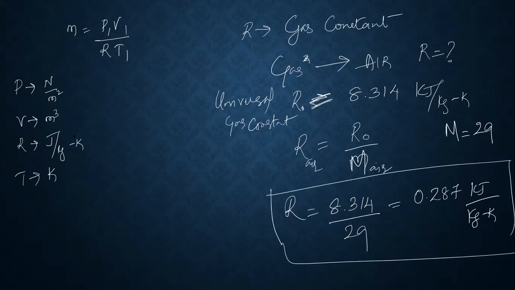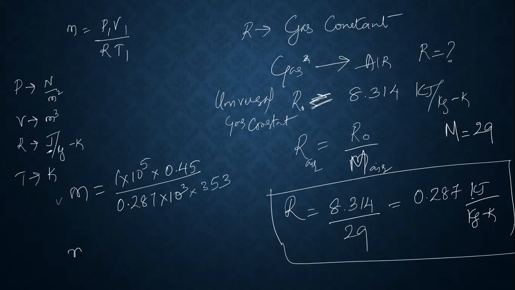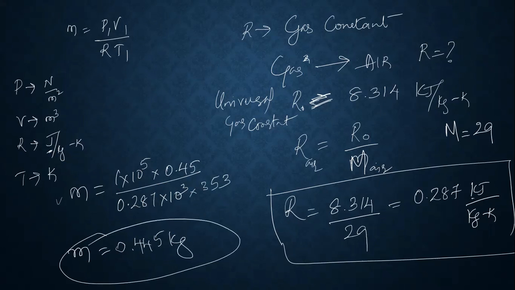Remember this. After substituting here, m is equal to P1. P1 is 1 into 10 to the power of 5 Newton per meter square, and volume V1 is 0.45, and R for air is 0.287 into 10 to the power of 3. I said you have to keep it in joules; here it is in kilojoules, therefore I convert kilojoules into joules. Temperature in Kelvin is 350. Therefore, you get the mass. Mass is equal to 0.445 kg. This is the mass of the air.